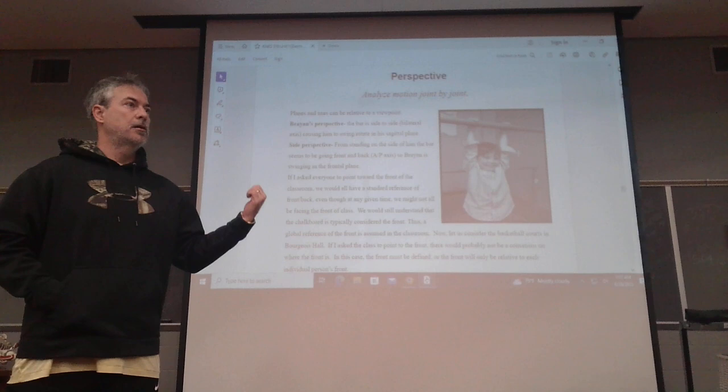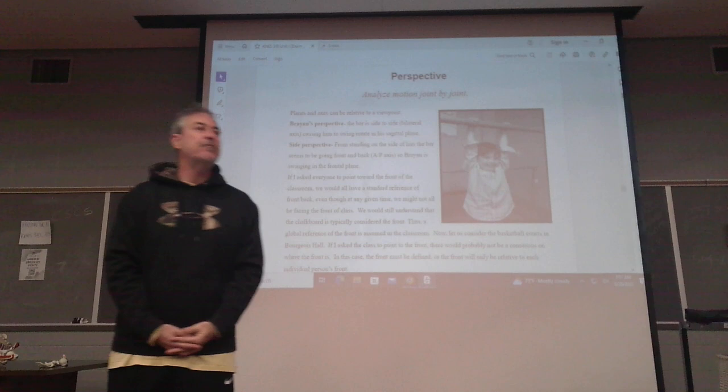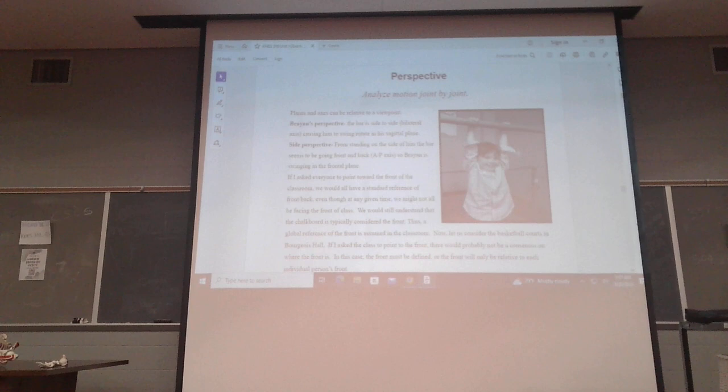Similar. We have a global or absolute reference. It's the same for all observers. North is north for all observers. What I mean by that is it doesn't matter if I'm facing this way, point north to my left. But if I'm facing the other way, point north to my right. It's the same for all observers.